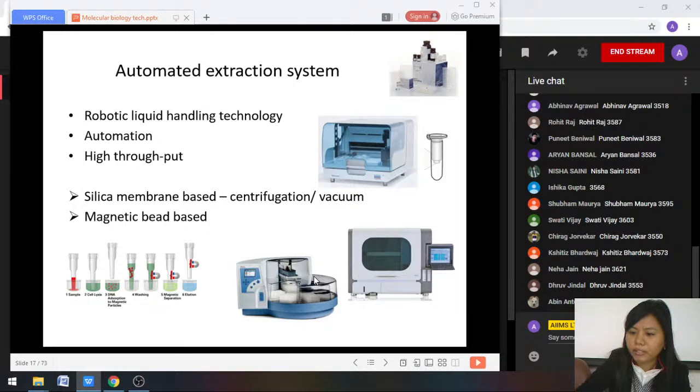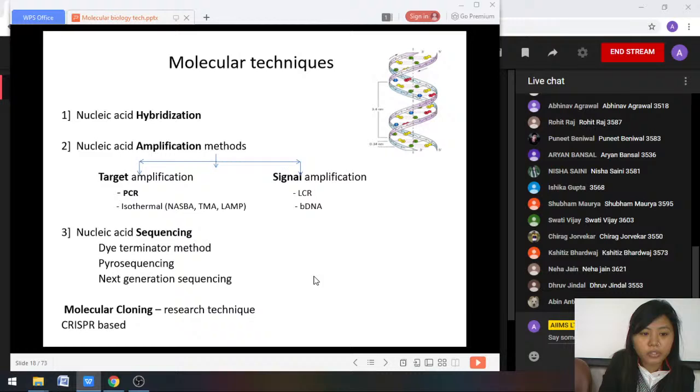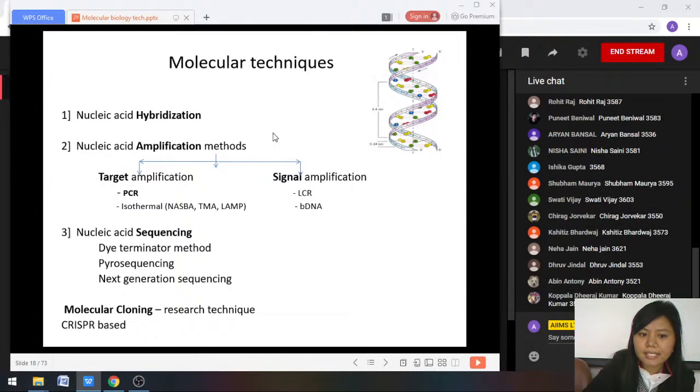So these are the common methods by which we purify the DNA, and we then use it for various molecular techniques. Now coming on to those molecular techniques, there are various techniques which have been used. You have nucleic acid hybridization assays, you have nucleic acid amplification methods. These amplification methods are the ones which are now most commonly used. There are two types: target amplification and signal amplification assays.